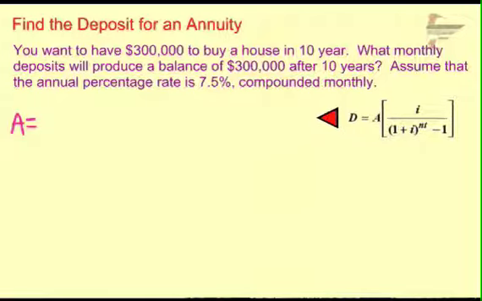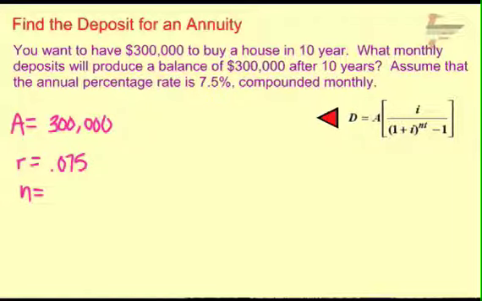A is going to be equal to how much do we want at the end. So in 10 years, how much money are we hoping to have? That's that 300,000. We have our rate as a decimal, and our rate is 7.5%. So we just move that decimal over 2 spots and get 0.075. We also have an N value.